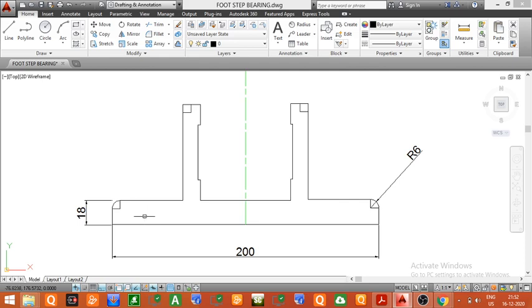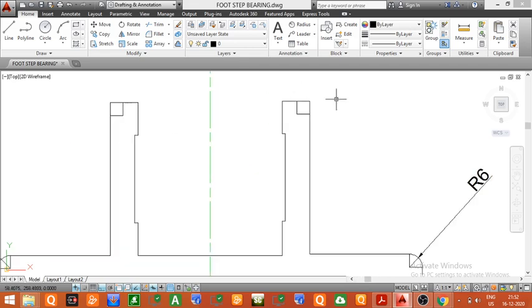So again we have drawn the curve or the fillet of radius 6 mm. We are again giving a dimension. You can see the radius is 6 mm. Similarly we will draw the radius of the top corners also.